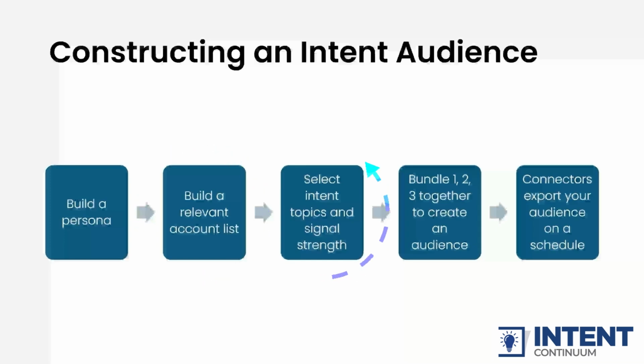You then select the intent topics that you want to be monitoring for both topic and signal strength. And then you take those first three, you bundle them together in an audience object, and then you connect that object to an export, and either it goes out to a CSV on S3 or it goes to Beeswax so you can activate your display media.